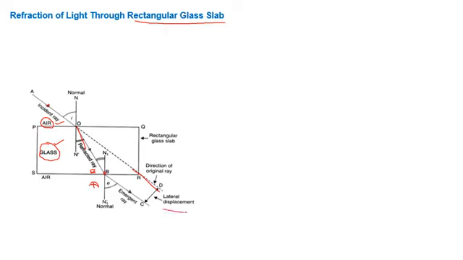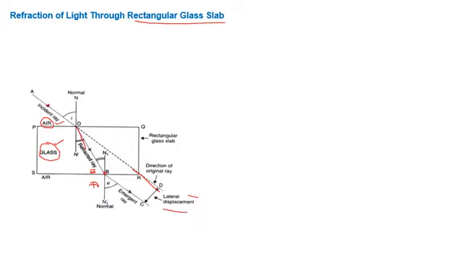Now, what is lateral displacement? It is the perpendicular distance between the emergent ray and the incident ray when the light passes out of a glass slab. So this is all about our rectangular glass slab diagram.